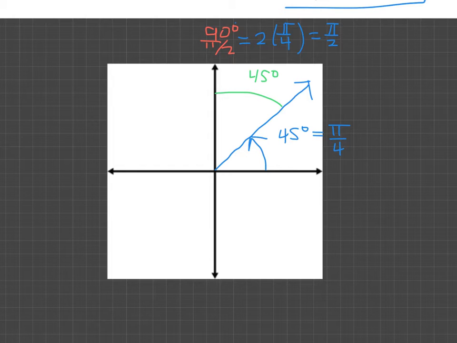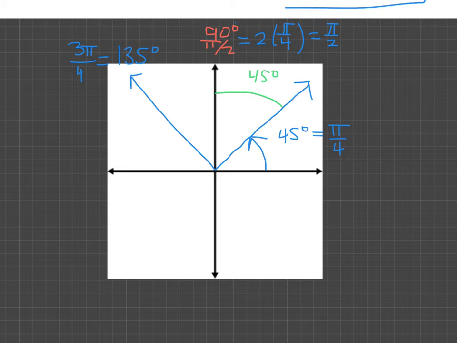Okay, let's look at 3 pi over 4. So that's going to cut the second quadrant in half. And if we count out those pi's over 4, we have 1, 2, 3. So that is 3 pi over 4, equivalent to 135 degrees.